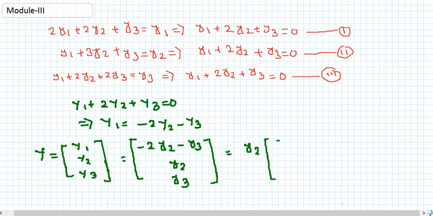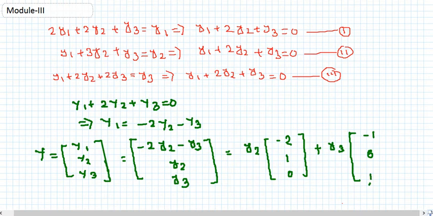I think you can find it by yourself: y2 times the vector (-2, 1, 0), plus y3 times the vector (-1, 0, 1). So the vector y can be written in this form. If I put different values of y2 and y3, we get different y. So there are infinitely many solutions, infinitely many y.